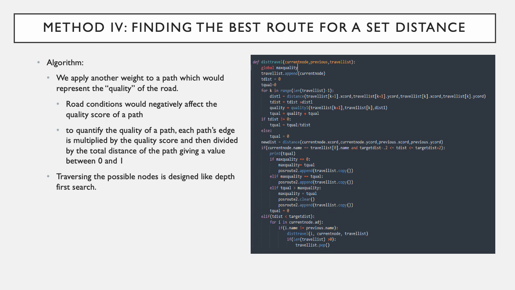The main pseudocode behind the algorithm is represented on the left-hand side of the screen, and the actual code for this algorithm you can see represented on the right. But the main idea there is that by using a different set of weights for each of the different routes, you can also represent the quality of that road.